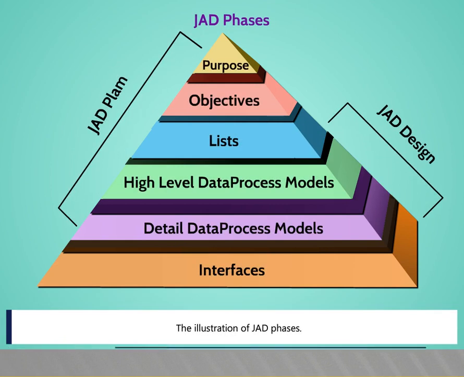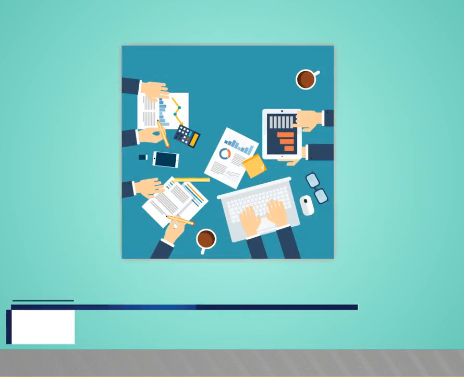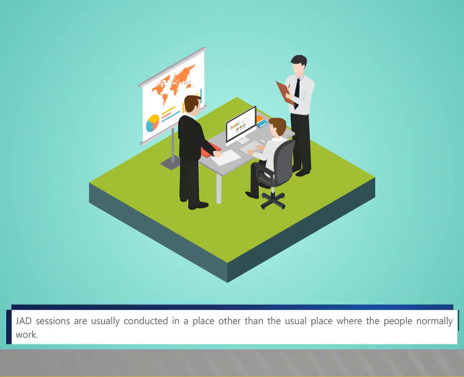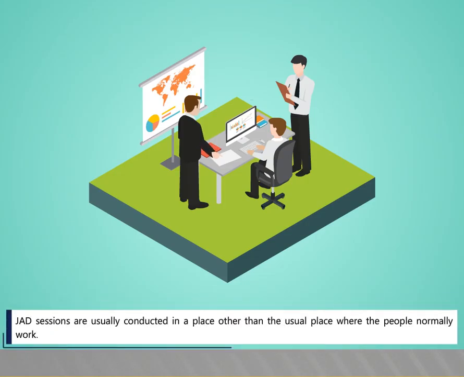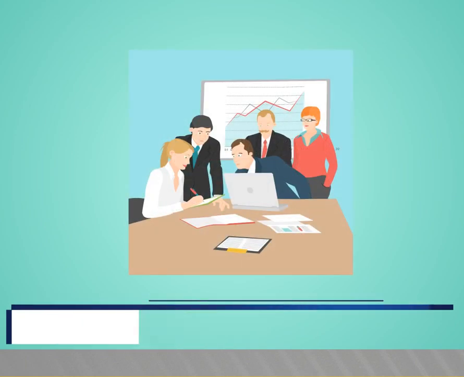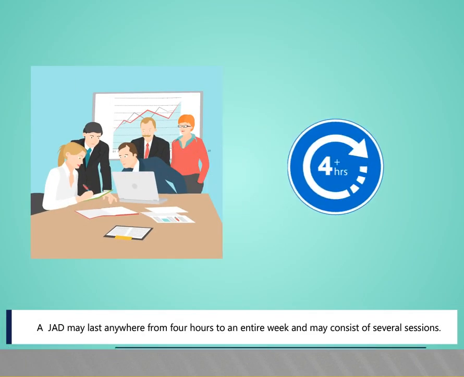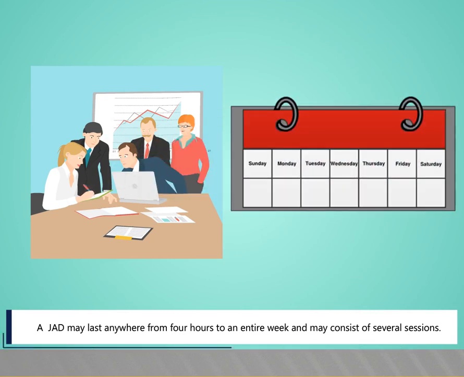The illustration of JAD phases. The primary purpose of JAD in the analysis phase is to collect system requirements simultaneously from the people involved in the system. JAD sessions are usually conducted in a place other than the usual place where the people normally work. A JAD may last anywhere from 4 hours to an entire week and may consist of several sessions.